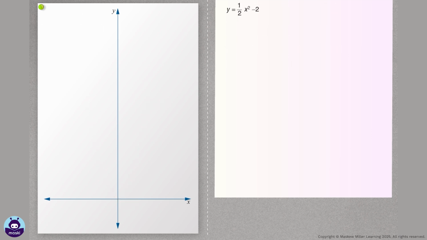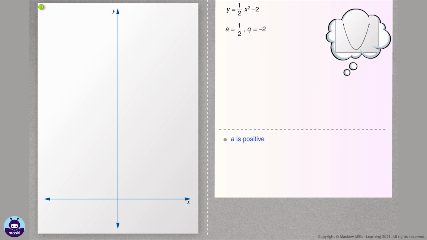Let us apply this to the parabola y equals 1 over 2 x squared minus 2. Here, a is equal to 1 over 2, q is equal to negative 2. Since a is positive, the graph will be open upwards, but we don't know yet exactly where the parabola will intercept the axes and its turning point. Let us find those before we can sketch the graph.